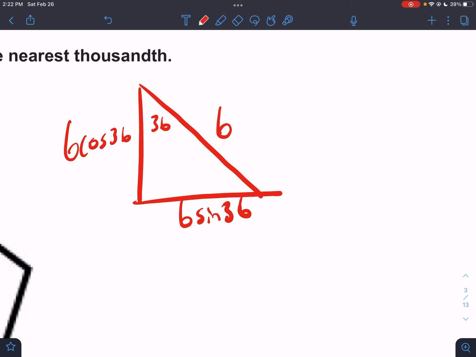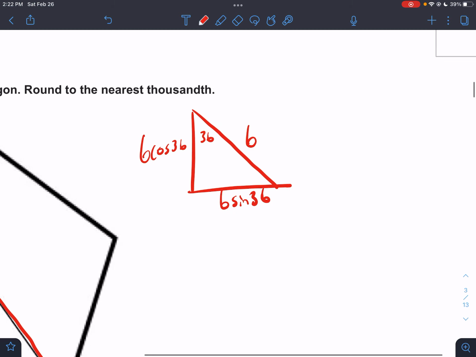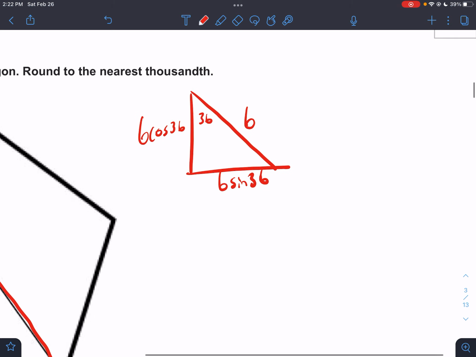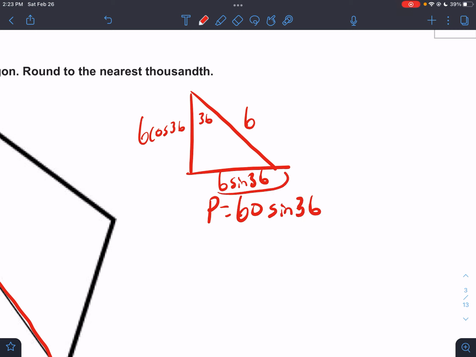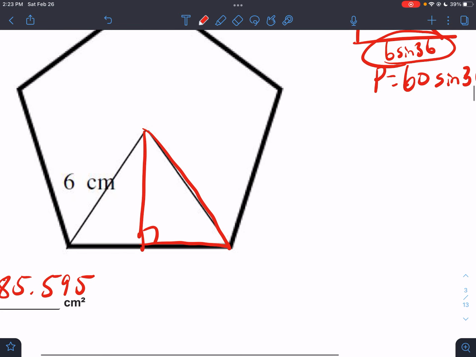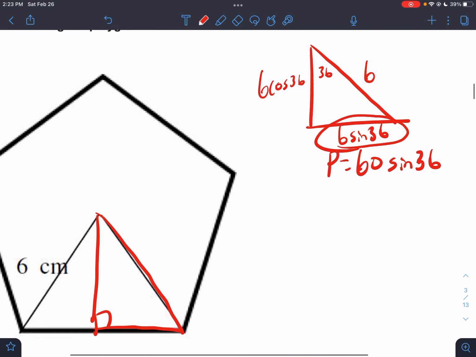If you want to do the trig and figure that out, you can, but r cosine theta and r sine theta are always going to be those two sides if you know the radius. But we need the perimeter. Because there would be 10 of those, the perimeter would be 60 times the sine of 36. Right, there'd be 10 of those halves if you went all the way around the pentagon here.